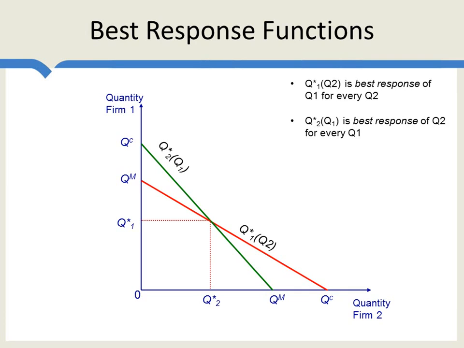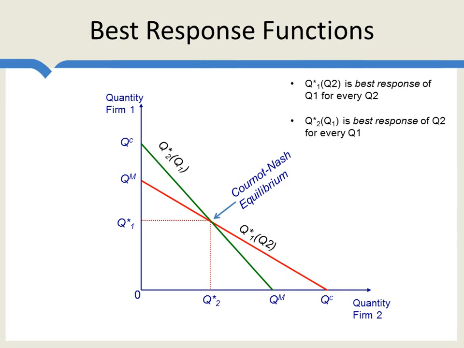Now notice that there is only one set of outputs which is mutually consistent. That is, if firm 2 produces Q star 2, then the best response to that is Q star 1. And if firm 1 produces Q star 1, then the best response to that is Q star 2. So Q star 1 and Q star 2 are the Cournot-Nash equilibrium.